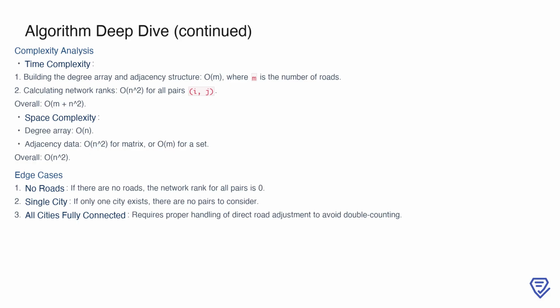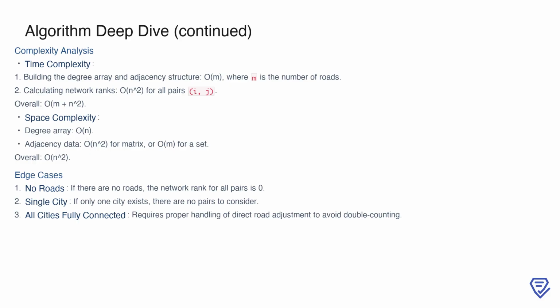Analyzing the computational complexity, we see that building the degree array and adjacency structure takes O(m) time, where m is the number of roads. Calculating network ranks involves iterating over all possible city pairs, which takes O(n squared) time for n cities. Combining these, the overall time complexity is O(m plus n squared). For space, the degree array requires O(n), and the adjacency data uses either O(n squared) for a matrix or O(m) for a set. The choice of adjacency structure determines the overall space complexity.